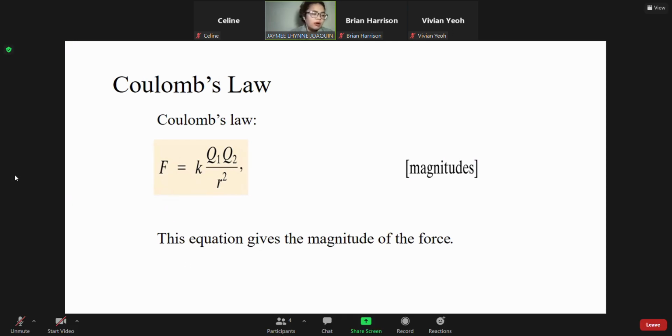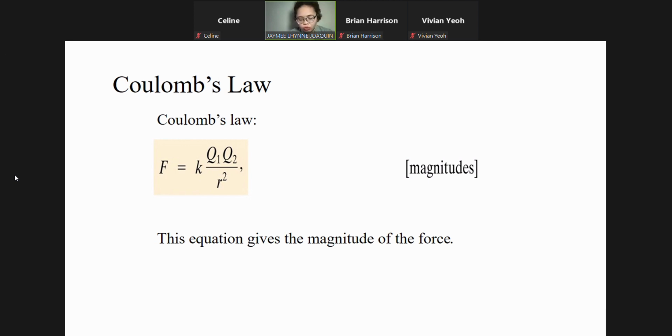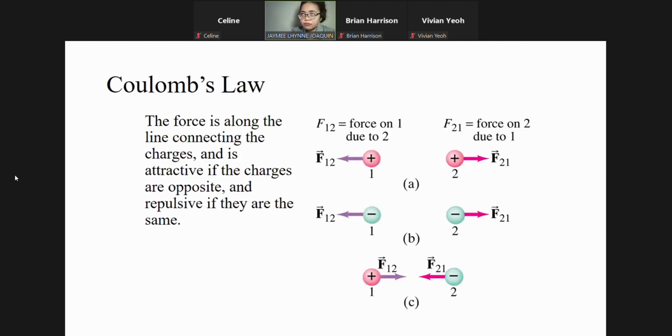Focuses or somehow is simplified into this formula. So your F is equal to K, which is the constant value for your electrical charge, with Q1 and Q2, your first electrical charge and the second electrical charge, with regards to the distance. So these equations give you the magnitude of the force for your electrical charges. So the force is along the line connecting the charges.